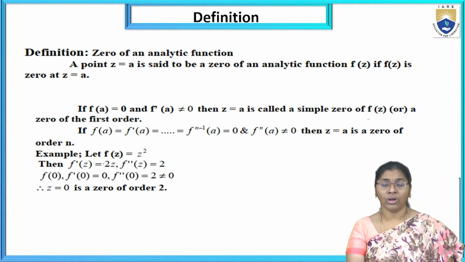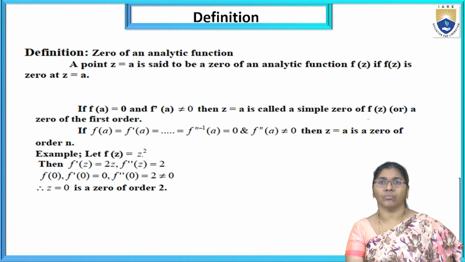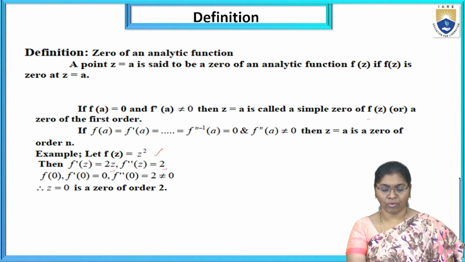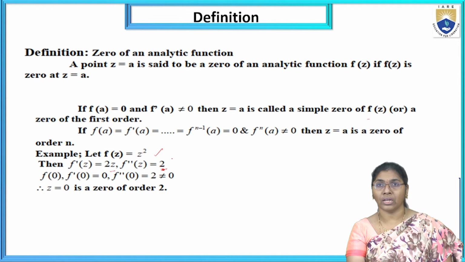For example, we can consider f of z equal to z square. The first derivative of z square is 2z. The second derivative is 2. The third derivative is 0. That means f of 0 equal to 0, f dash of 0 equal to 0, and f double dash of 0 equal to 2 only. Here 2 is not equal to 0. Then z equal to 0 is a zero of order 2.